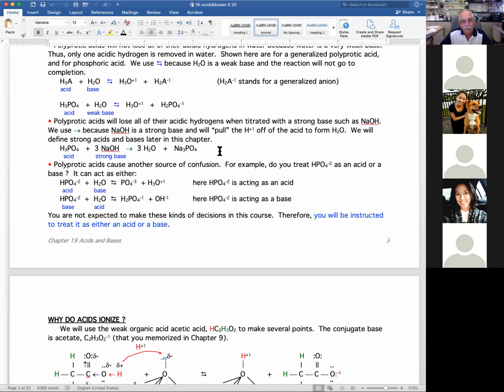Then polyprotic acids cause another problem. So let's say I have this, and somebody says, take this and put it in water. Do I treat it like an acid or do I treat it like a base? Because it can act as either. So here it's acting as an acid. Here it's acting as a base.